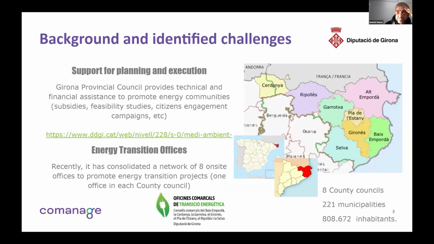The province of Girona is a region located in the northeast of Spain, in Catalonia. It's made up of 8 counties, 8 regions, with 221 municipalities and nearly 800,000 inhabitants. In recent years, the Girona Provincial Council has been providing technical and financial assistance to promote energy communities in these municipalities, with subsidies, feasibility studies, and citizen engagement campaigns.